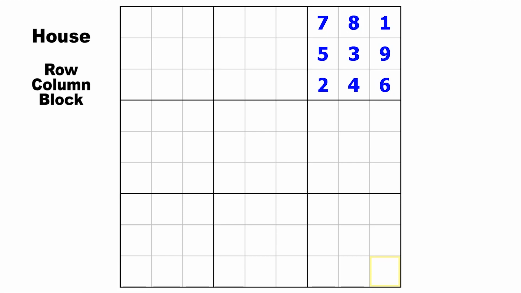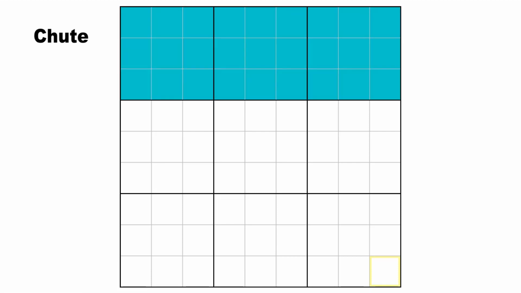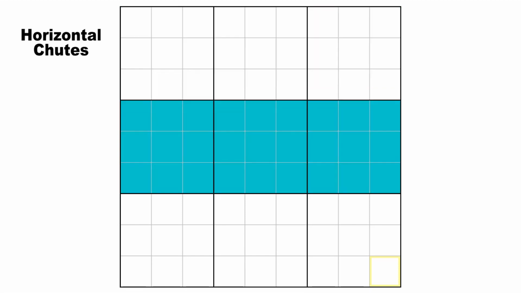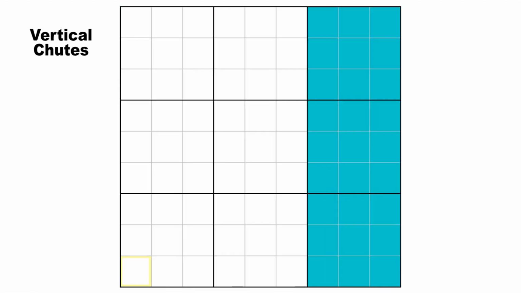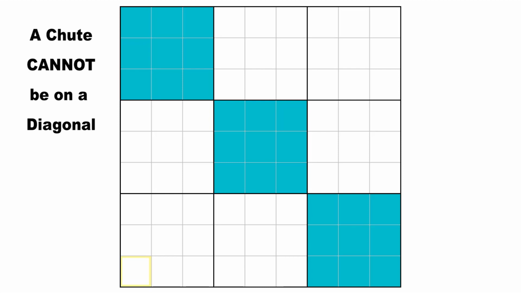There is one more subdivision called a chute, like a laundry chute. A chute is 3 blocks in a row, either horizontal or vertical. This is a chute, and these are the 3 horizontal chutes, and these are the 3 vertical chutes. And notice that this is not a chute. A chute cannot be diagonal. It must be either horizontal or vertical.